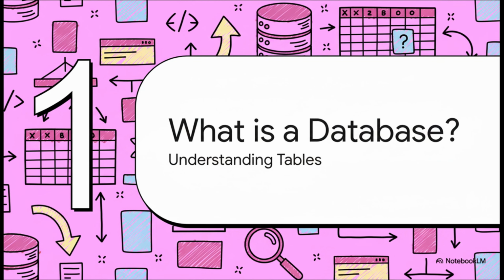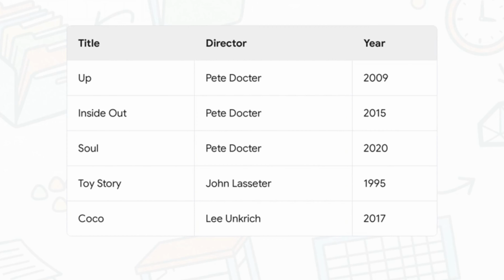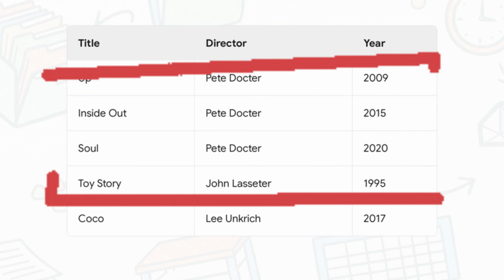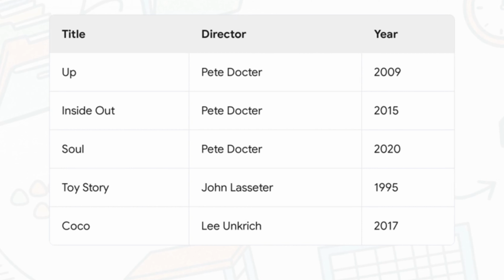Okay, let's dive into our first section. What is a database? To really get this, there's one single idea we need to understand first, and that's the concept of tables. And here is a perfect example of a table. As you can see, it's really just a simple grid, kind of like a spreadsheet you've probably seen before. Each horizontal row here is its own unique thing. In this case, a single movie, like Up or Toy Story. And each vertical column holds one specific piece of information about those movies: the title, the director, the year. This simple, organized structure, well, it's the key to everything we're going to do.